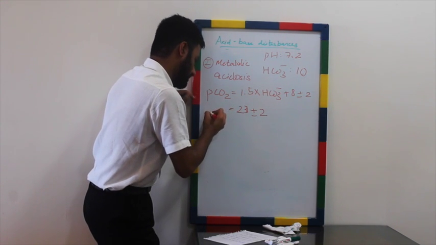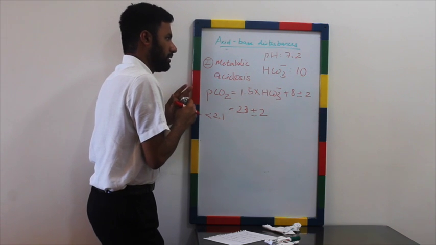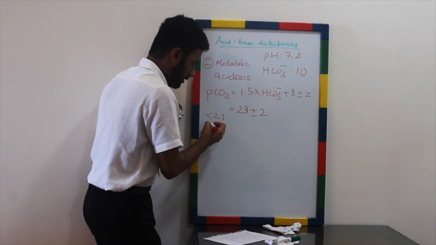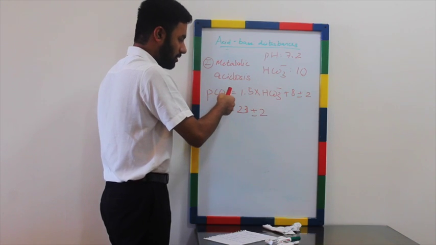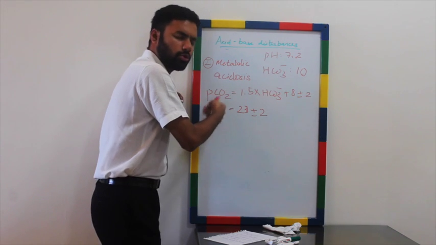So if you have a PCO2 that is less than 21, or you have a PCO2 that is greater than 25, the patient has compensated to a greater extent.